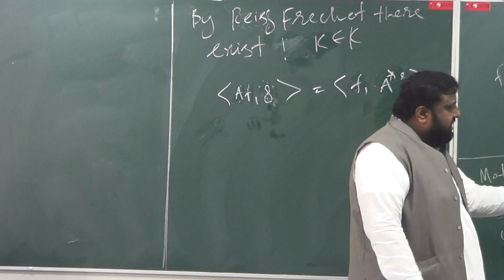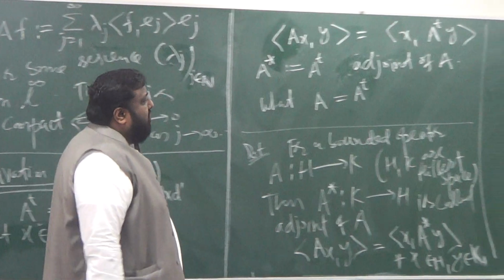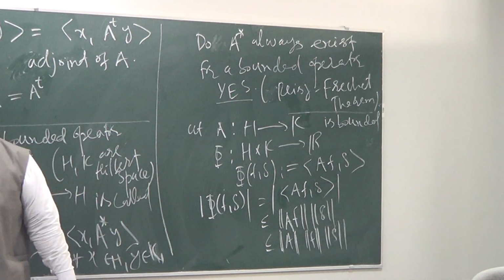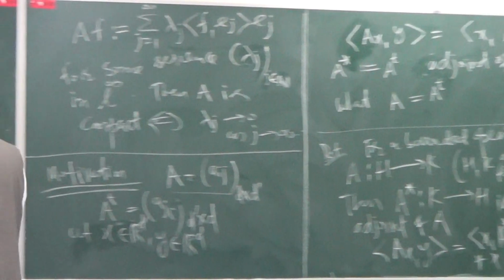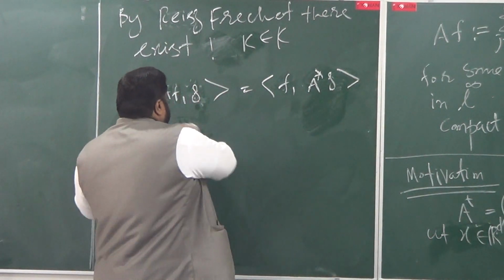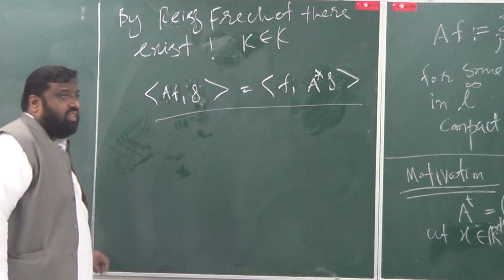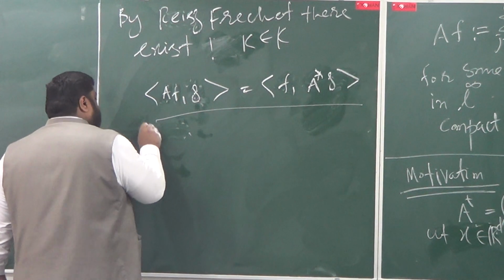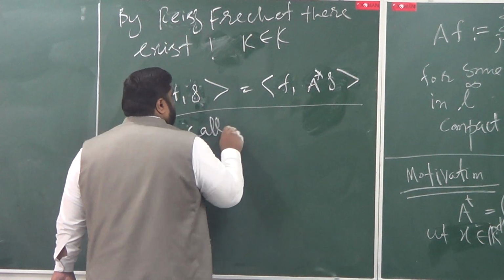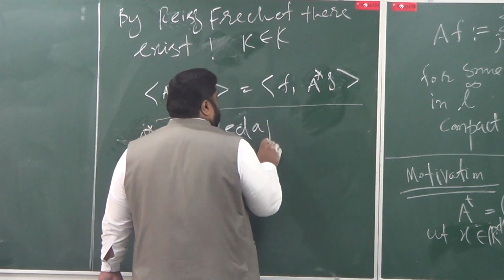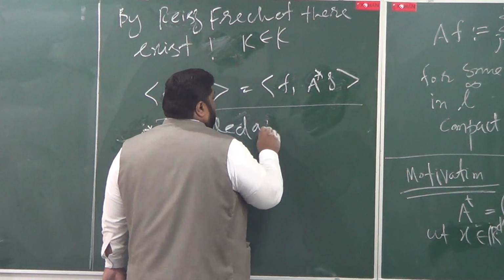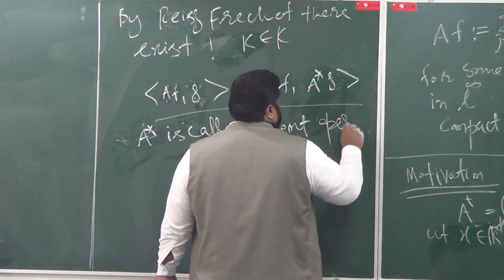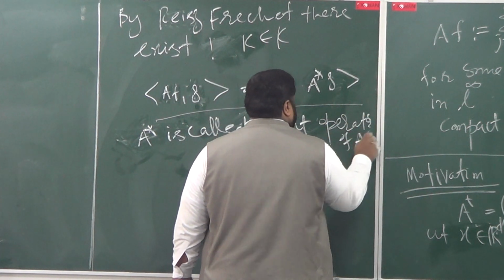So what do these simple calculations show? For a bounded operator between Hilbert spaces, there is always an operator A star from K into H, such that this is true. And such an operator, this A star, is called the adjoint of A. It's a straight generalization of what you saw before for matrices, the adjoint operator of A.